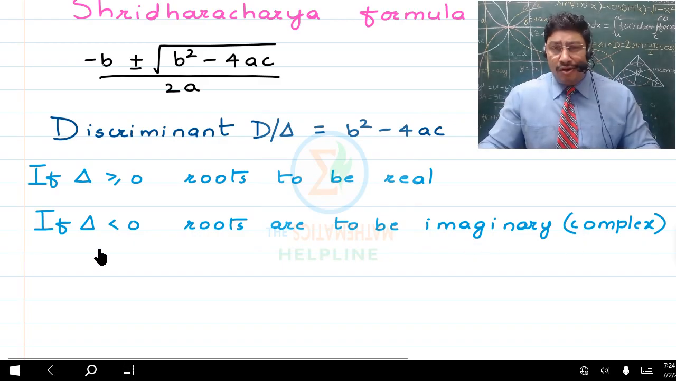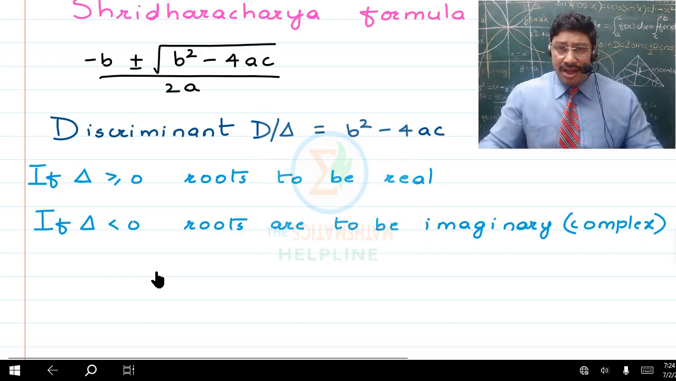There are a lot of interesting facts about complex numbers, which in times to come we will be discussing in different lectures, right? So do wait for it.